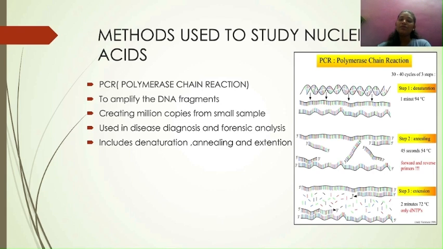Now, the methods that are used to study nucleic acid. First is PCR, that is polymerase chain reaction. The method relies on repeated cycles of heating and cooling to amplify DNA fragments. This method creates millions of copies from a small sample. It is used in disease diagnosis and forensic analysis. It includes denaturation, that is, the double-stranded DNA is heated to separate the strands. Second is annealing, where the primer binds to the complementary bases on the single-stranded DNA. Third is extension, where Taq polymerase extends the primer, synthesizing the new strands of DNA.